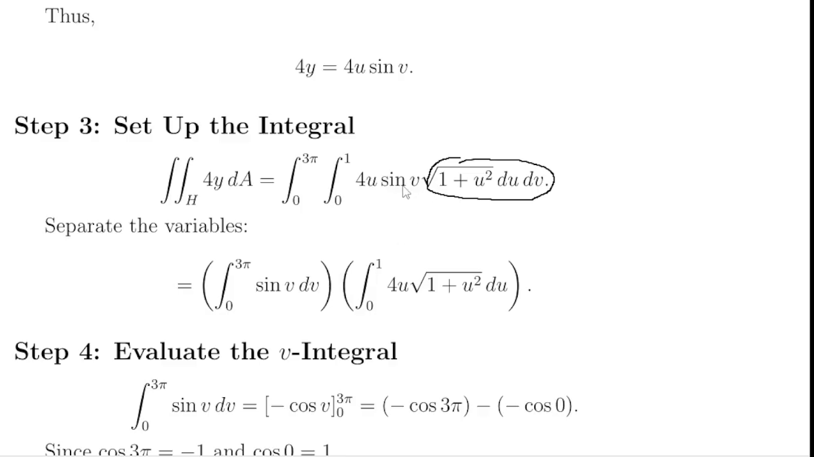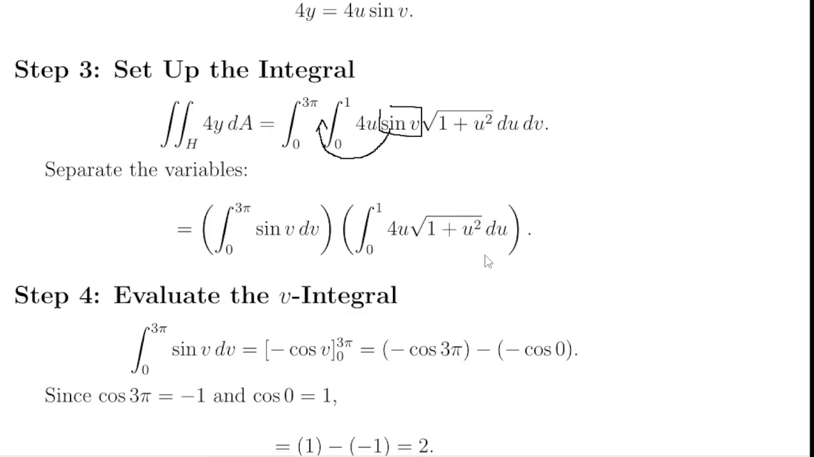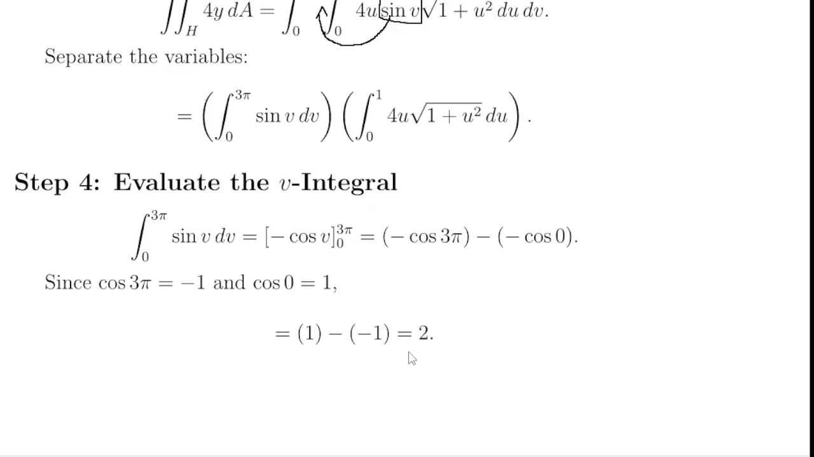Now we can break this up into two different integrals. So the first integral we could just do in terms of v. Whatever is a constant, like sine v, which depends on v, goes outside. We'll leave the 4 inside. First one we'll do the sine v. The antiderivative of sine v is negative cosine v. Going from 0 to 3 pi, we end up with 2.